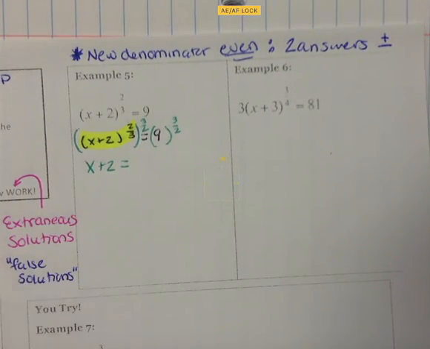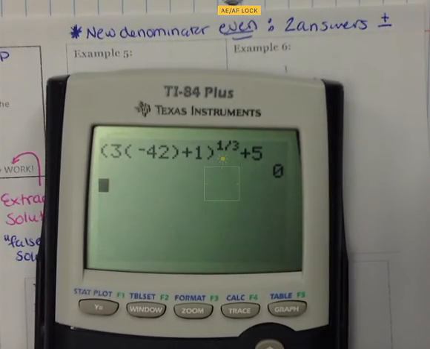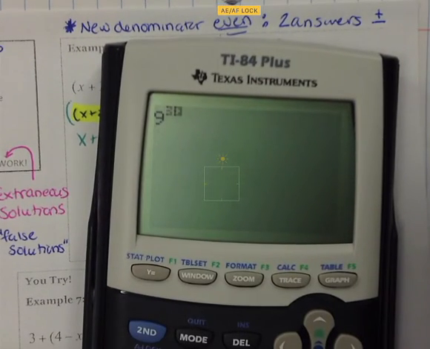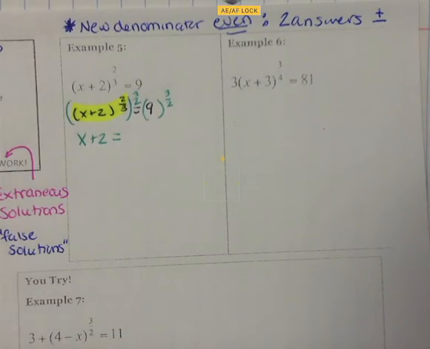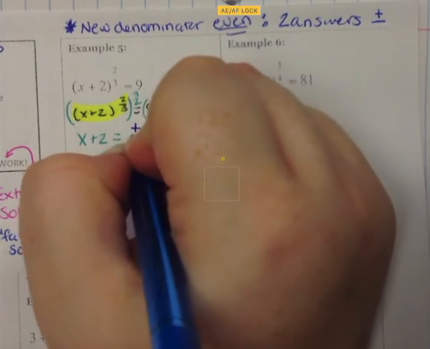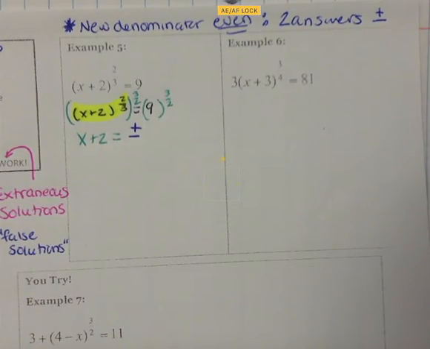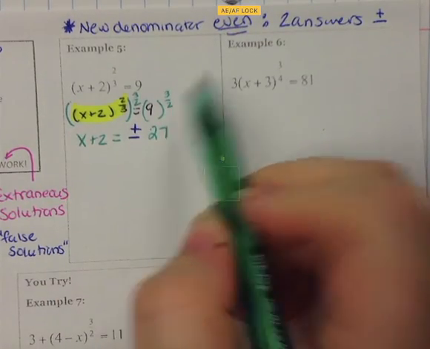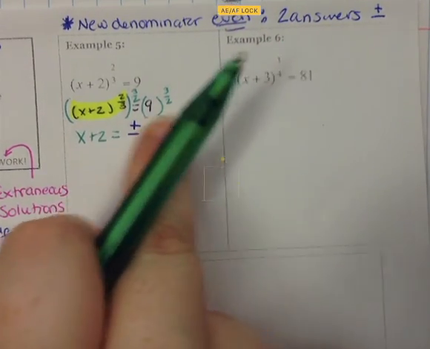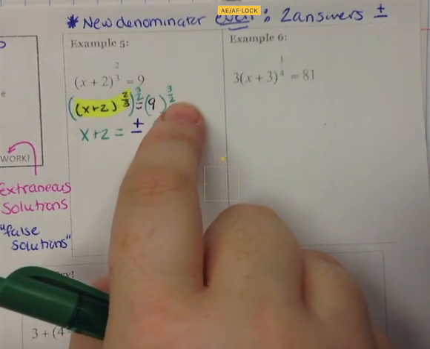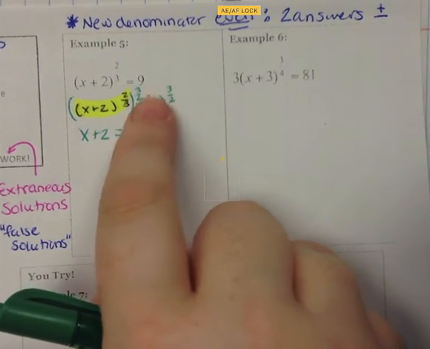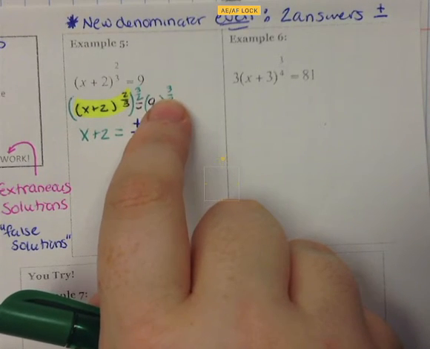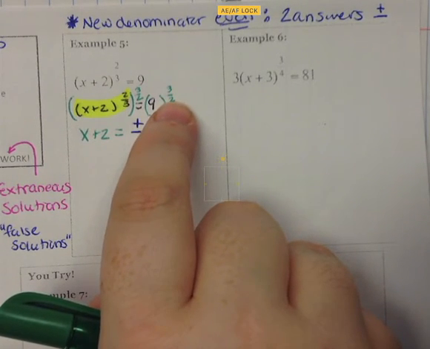So if we do 9 raised to the 3 over 2, we're going to get 27, but it's technically plus or minus 27. So we put plus or minus 27 because the new denominator is even. If it's odd, you're only going to have the one answer. You're going to have whatever you get from it. But you only have to worry about that if you have a fraction when you do the reciprocal and it's still a fraction, and then if your denominator is even.